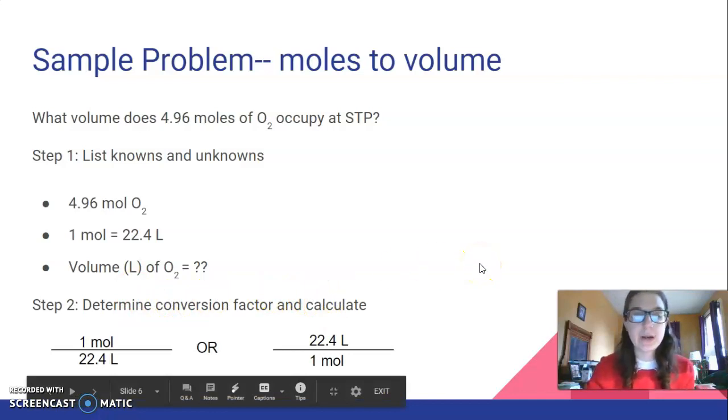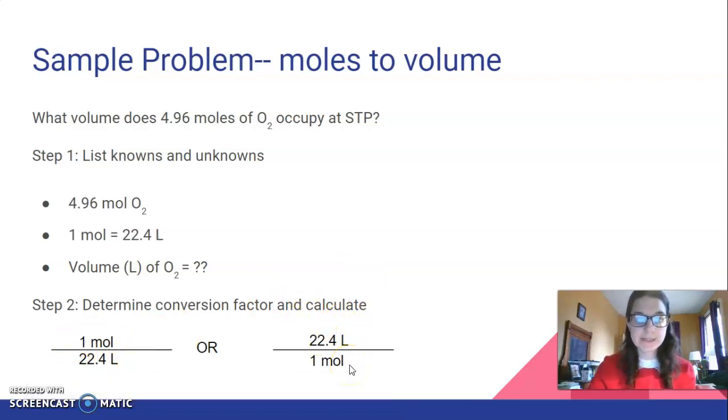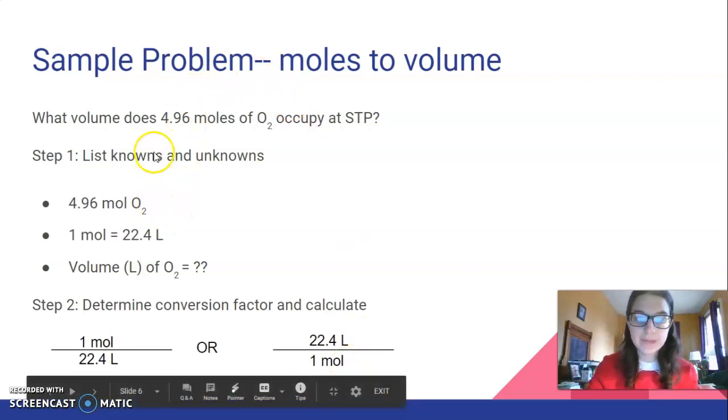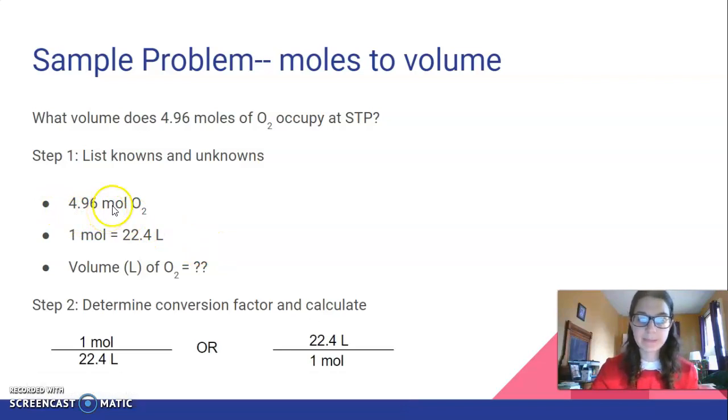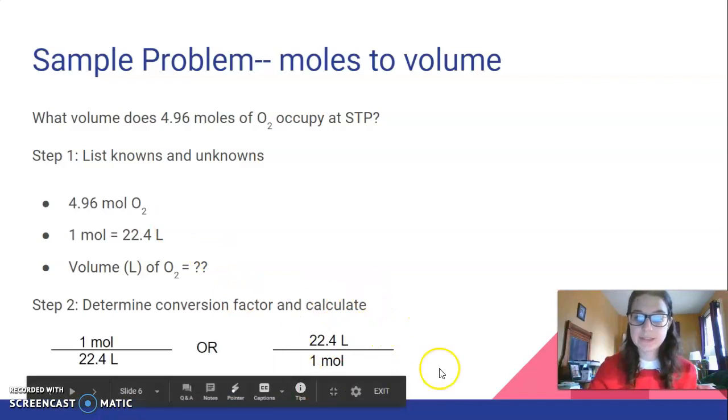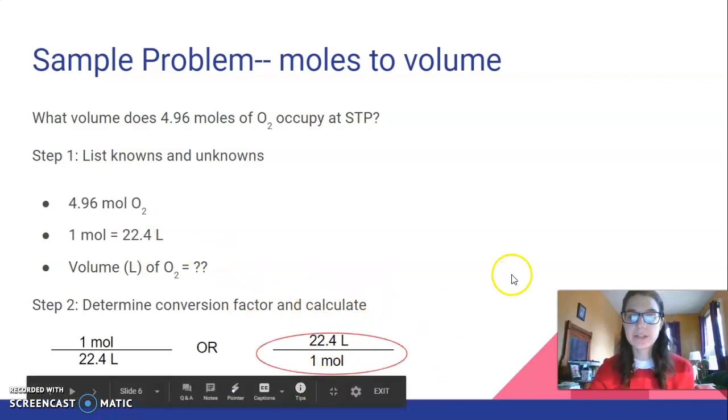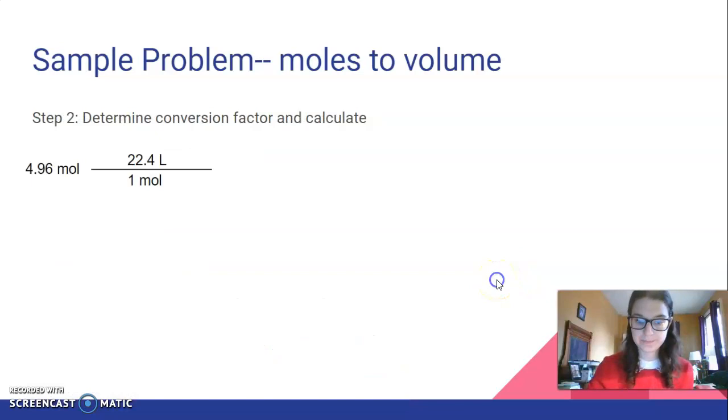And we have those same two options, 1 mole over 22.4 liters or 22.4 liters over 1 mole. To decide this, I'm looking back at our known. It's given in moles, and I'm looking at what we want to find, which is volume in liters. So since we're given something in moles, that means we want to cancel out this mole unit in order to get liters as our final answer. So we're going to go ahead and go with the second conversion factor, 22.4 liters over 1 mole.